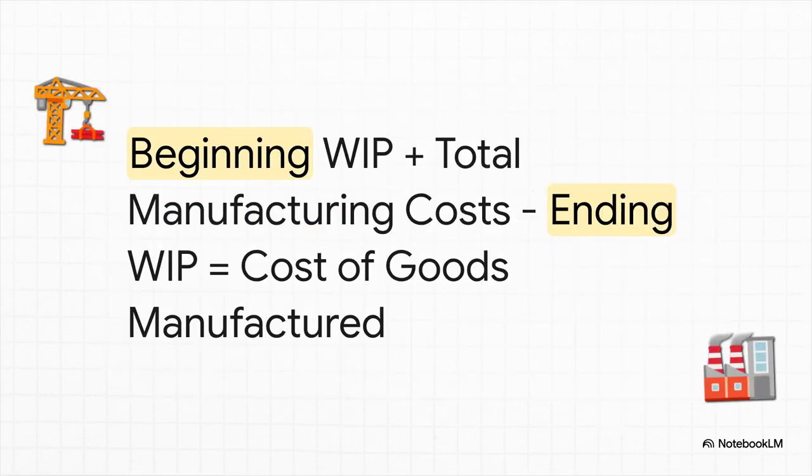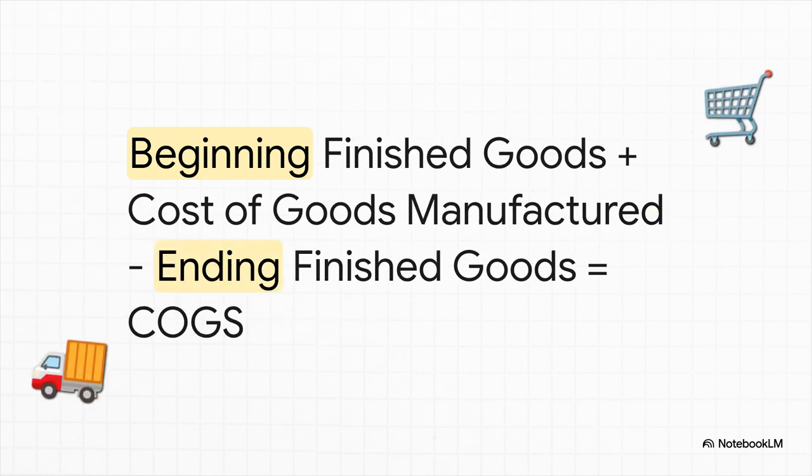So, how do we actually calculate this intermediate bridge? We blend the total manufacturing costs with our work-in-process inventory. The formula is beginning work-in-process plus the total manufacturing costs we found back in step 2 minus the ending work-in-process. What does this give us? The total cost of the goods that successfully survived the active factory floor and made it into the finished goods warehouse during this period. And that brings us to step 4, the finish line.